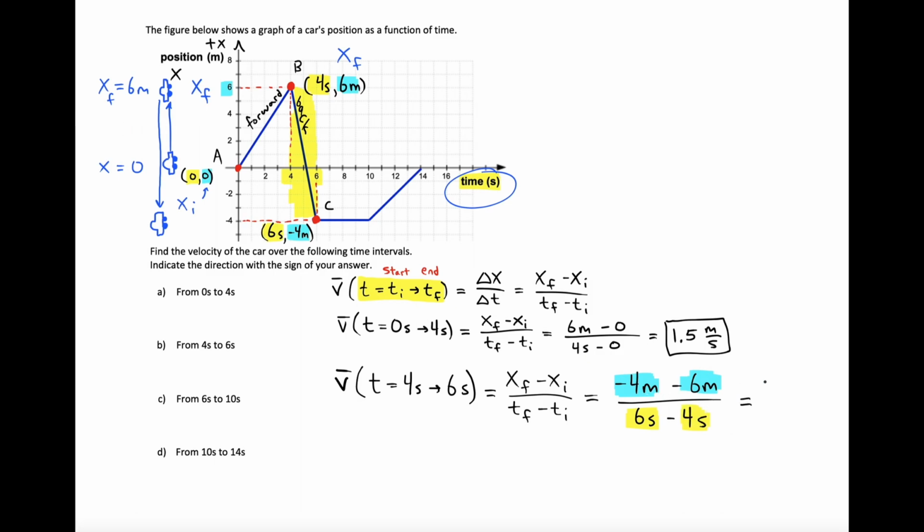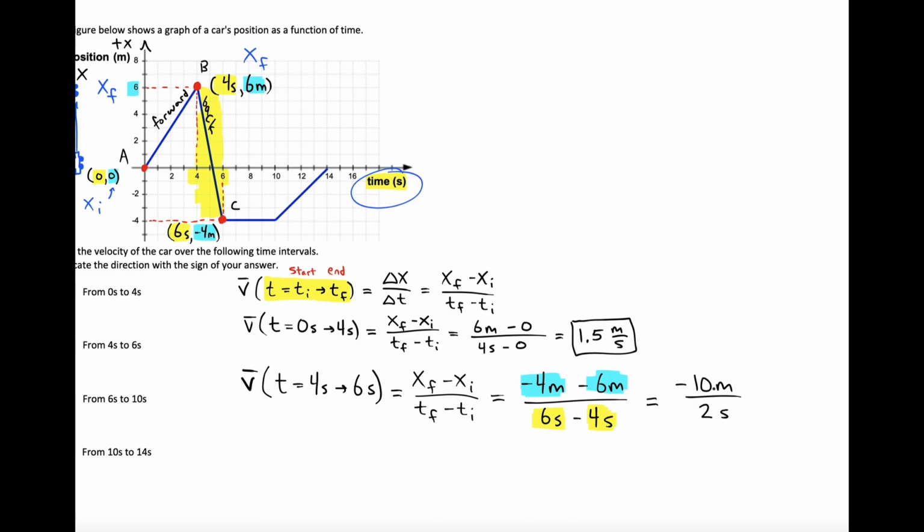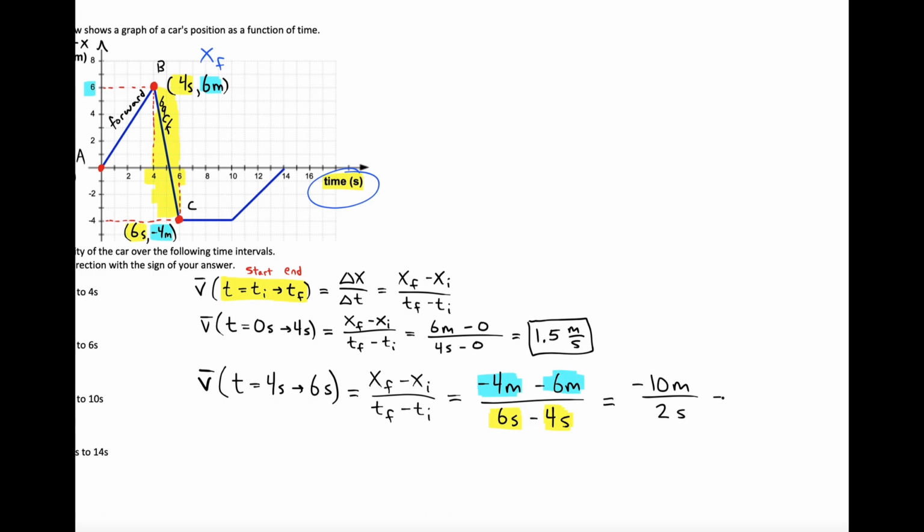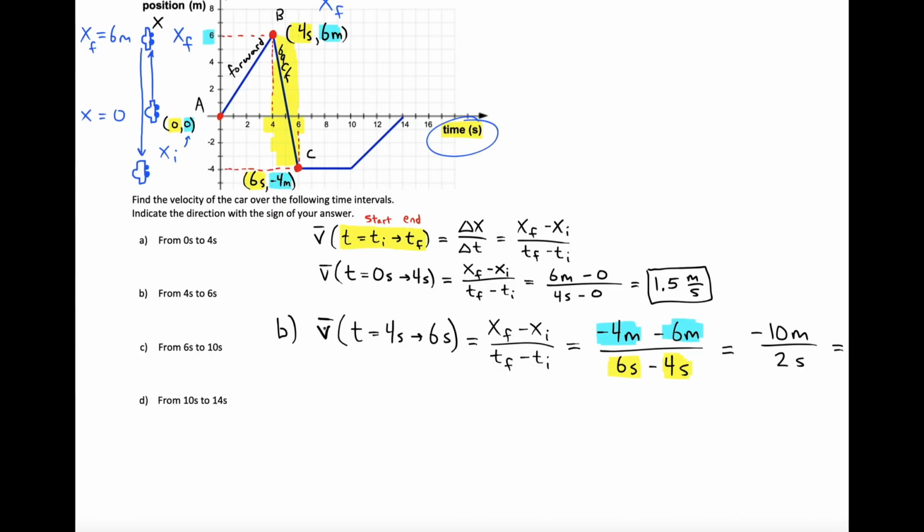So the total change there is -10 meters. It takes 2 seconds, so we're talking about -5 meters per second. This was for part B. Now let's look at part C.